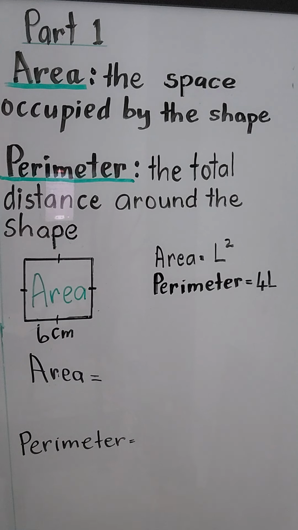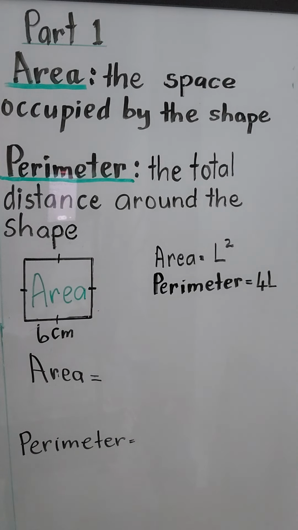Hi everyone, in today's video we will be doing part 1 of a two-part lesson on area and perimeter. The area of a shape is the space occupied by the shape, and the perimeter is the total distance around the shape. So our first shape is a square.